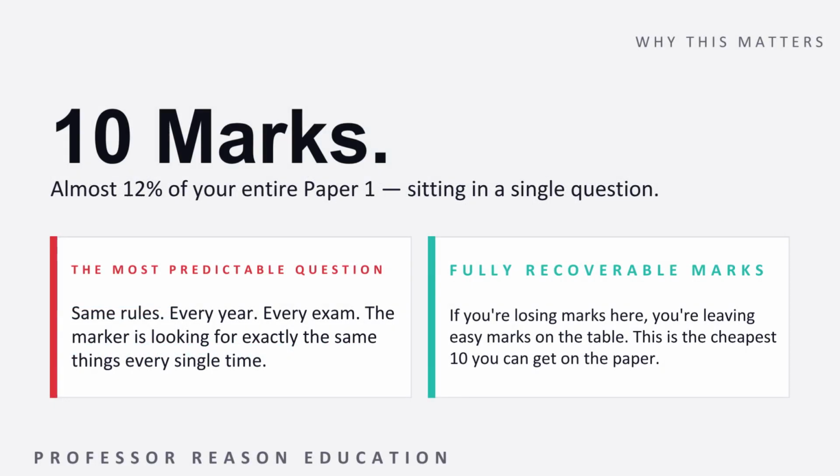Let's get into it. The summary question in your grade 12 English First Traditional Language paper 1 is worth 10 marks. 10 marks. That is almost 12% of the entire paper sitting in a single question. And that is the most predictable question on the paper. Same rules every year, every examination. If you are not getting full marks here, you are leaving easy marks on the table.